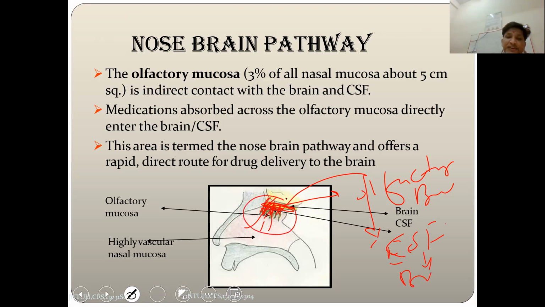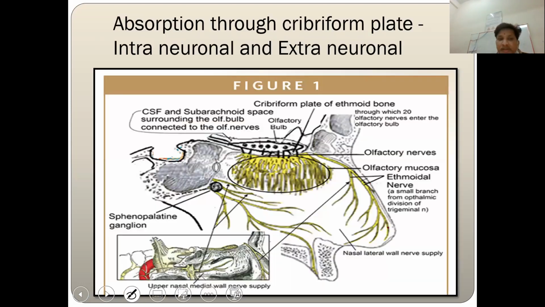So this is a rich area, more yellowish in appearance because of the presence of a pigment called lipofuscin. Lipofuscin is the pigment present in the olfactory epithelium, which is thicker, and drug absorption through this olfactory epithelium is more pronounced than through the rest of the epithelium, which is the respiratory epithelium. So the medications or drugs absorbed through the olfactory mucosa are directly drained into the CSF through the venous plexus. Let me explain it to you further.